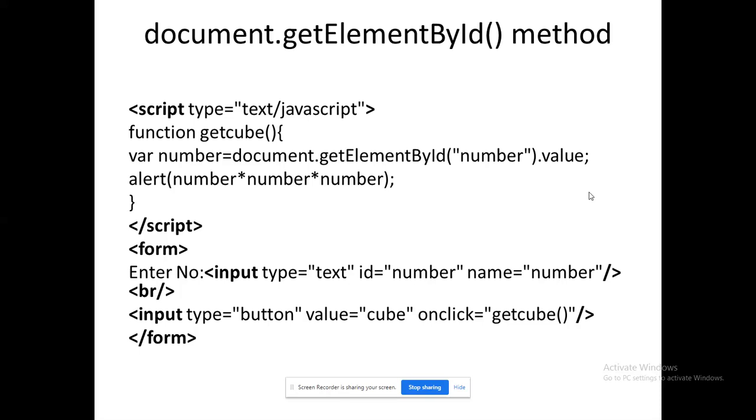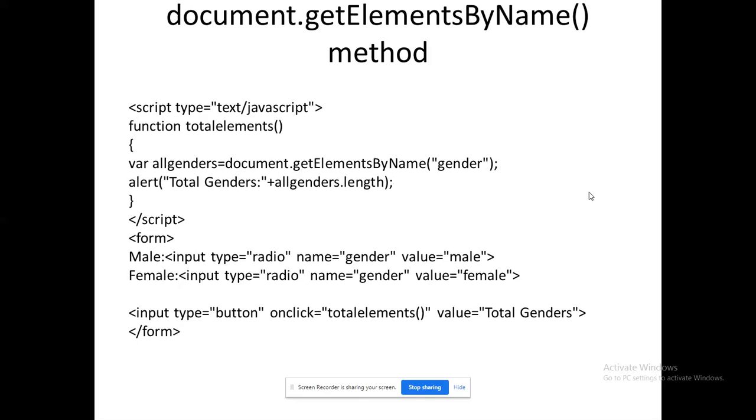When I click the button, what will happen? It will display an alert box which shows the value I have typed in the text box being cubed. If I give 2 as the input in the text box, ultimately it will show me 8 in the alert message. Right? So that's a way to work with get element by ID.